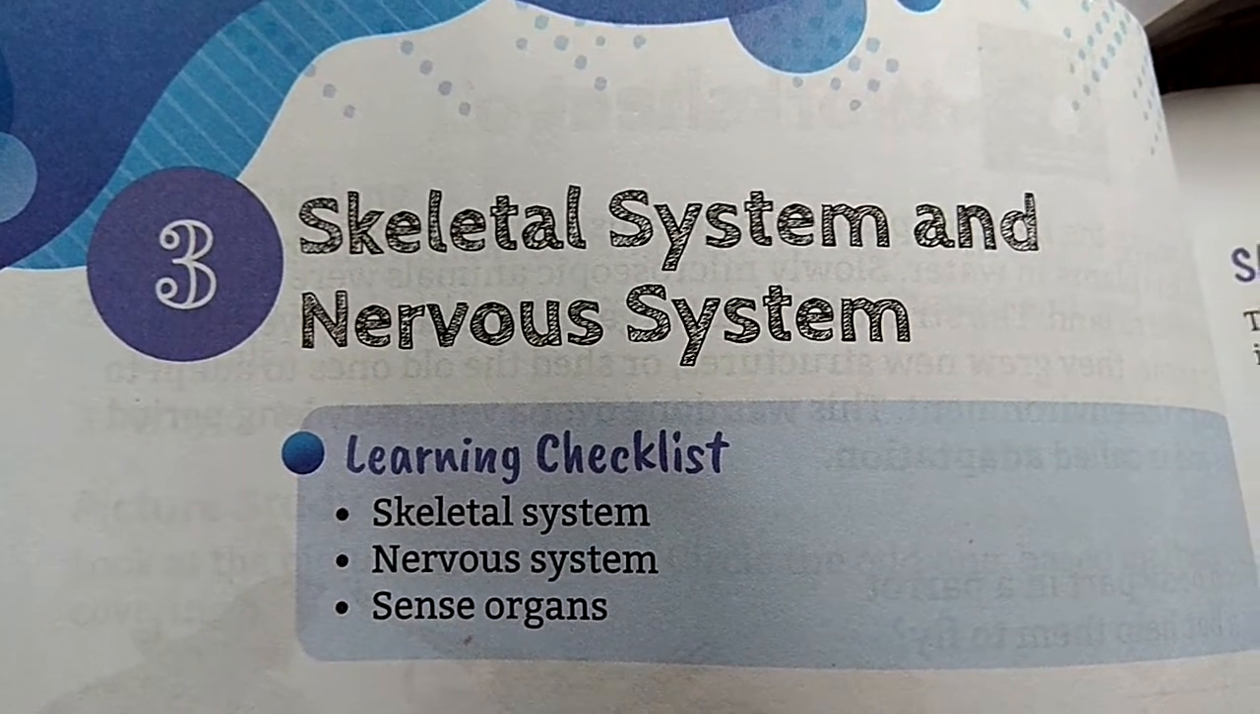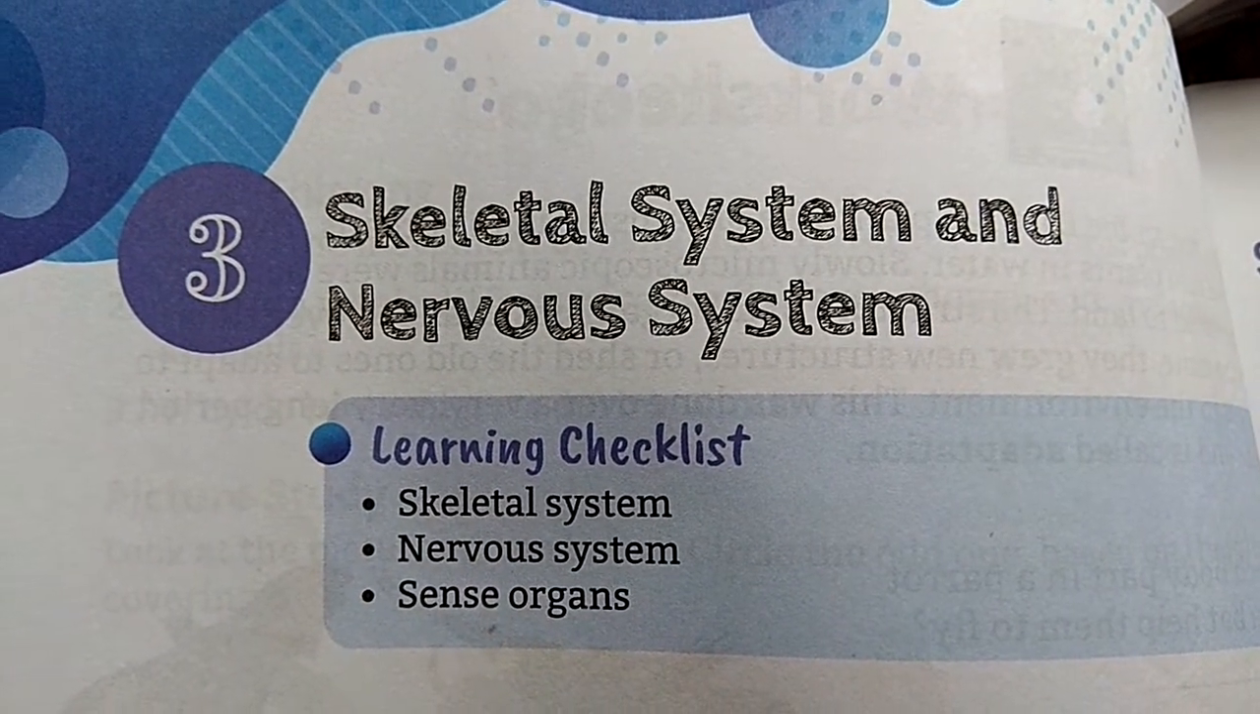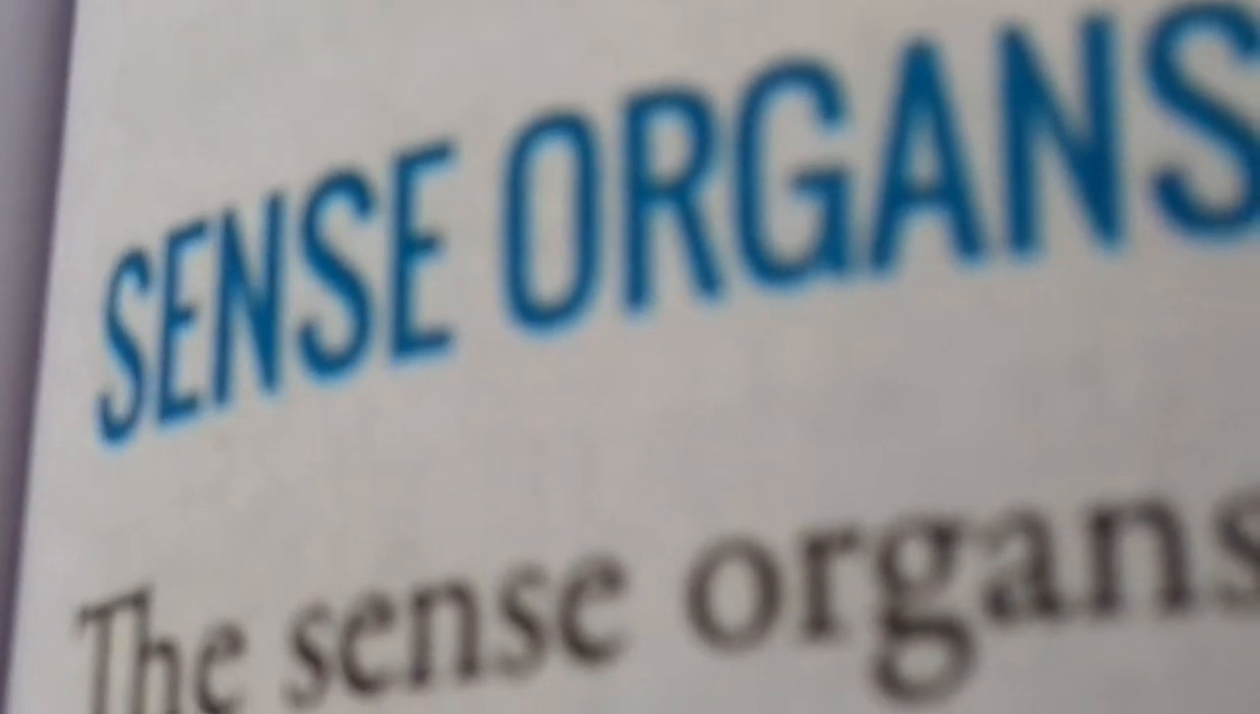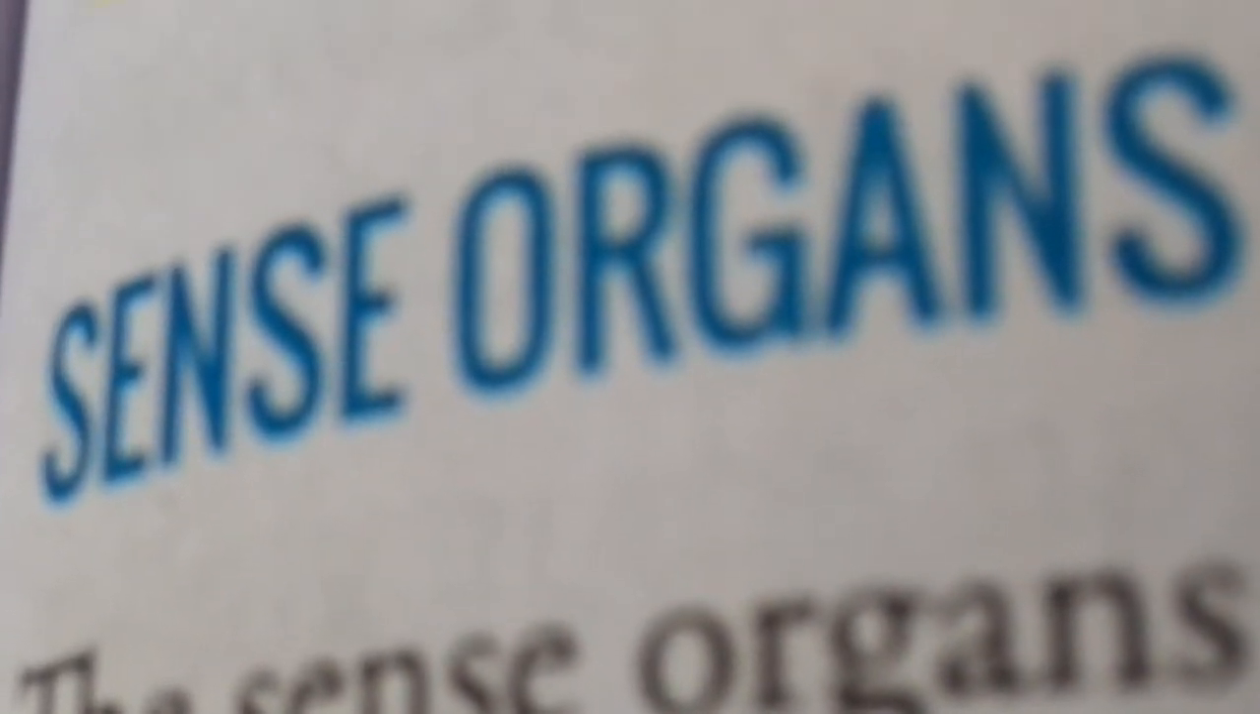Today we are going to deal with the last part of the lesson, sense organs. Sense organs are the organs that give messages about our surroundings to our nervous system. The sense organs include the eyes, ears, nose, the tongue and the skin.